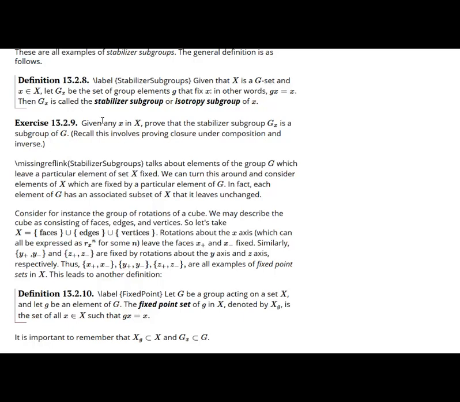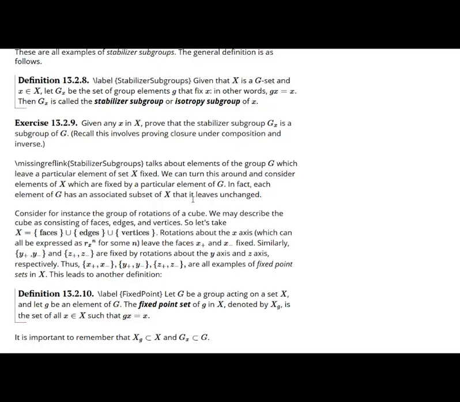Now, we haven't actually proven that this set of group elements is a subgroup. That's exercise 13.2.9. You can prove that any set of group elements that fix a particular point in X will form a subgroup. So that's your exercise here. All right, now let's look at this from another point of view. We've talked about elements of the group G that leave a particular element of the set fixed. We can turn this around and consider elements of X which are fixed by a particular element of G. In fact, each element of G has an associated subset of X that it leaves unchanged.